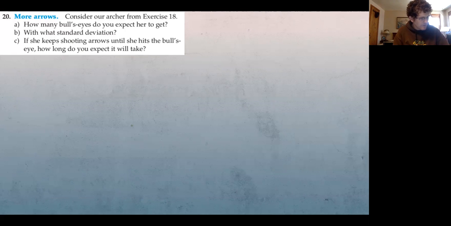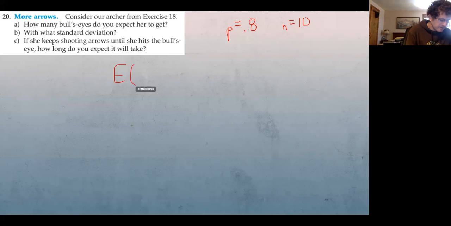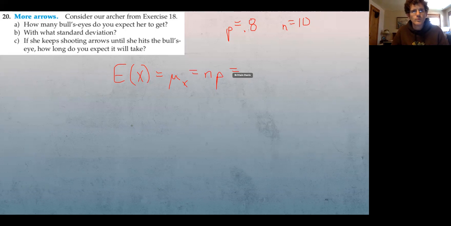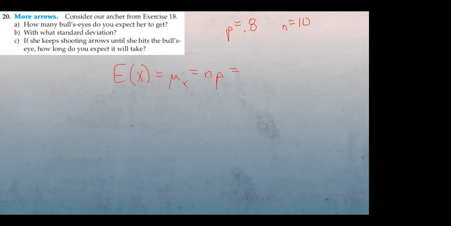Okay, so consider the same archer, 0.8 probability of success. And I think in exercise 18, there are 10 trials. So how many bullseyes do you expect her to get? So this is another way of saying her expected value is going to be the mean of this random variable. And we just found that's n times p. So how many bullseyes would you expect her to get? 8. There we go. Just 10 times 0.8.